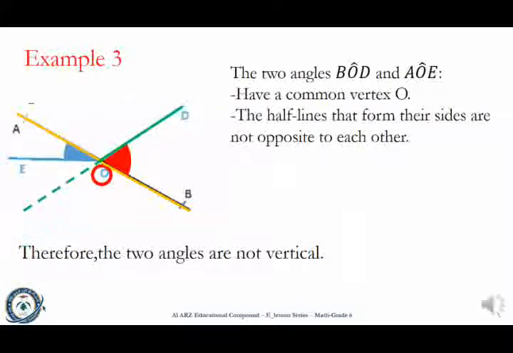Example 3. Given these two angles, BOD and AOE. This is the angle BOD. What's the vertex of this angle? It is O. And this is the angle AOE. What's the vertex of this angle? It is also O. So the two angles have a common vertex O.